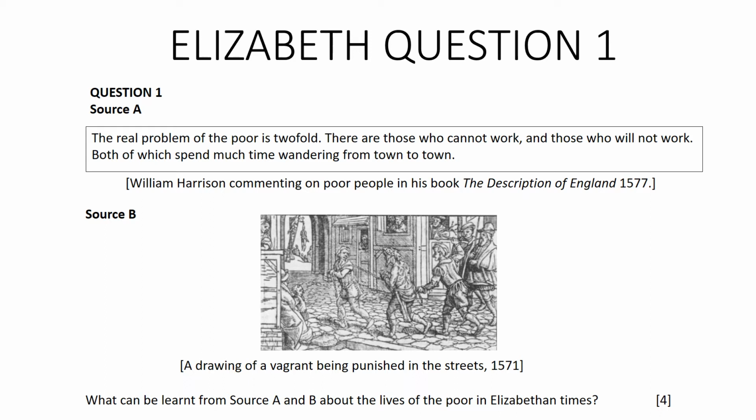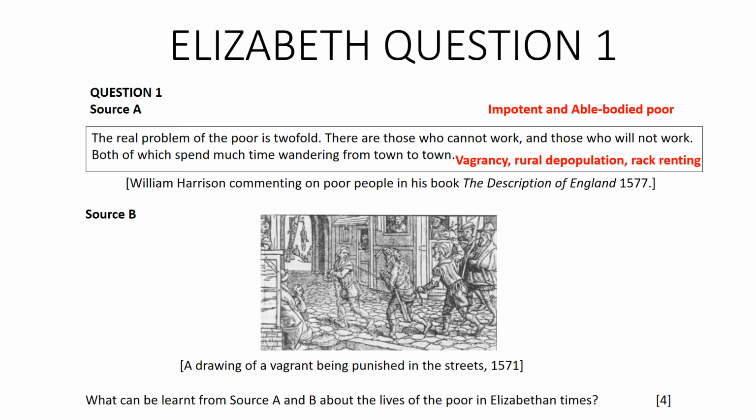We need to do our annotations, and we also need to do our quick notes to make sure we're including all the relevant information. And the examiners have done something quite clever to us here. They've given us some synonyms, those who cannot work and those who will not work, and those who spend time wandering from town to town. Now, this is where we have to use our own knowledge to realize that they're discussing the impotent and able-bodied poor and talking about vagrancy, rural depopulation, rack renting, new farming methods.